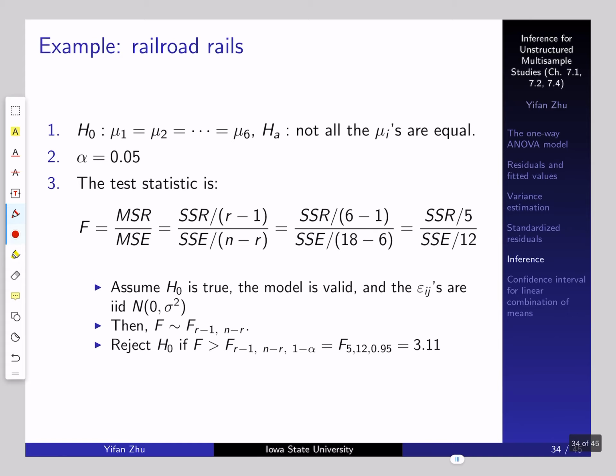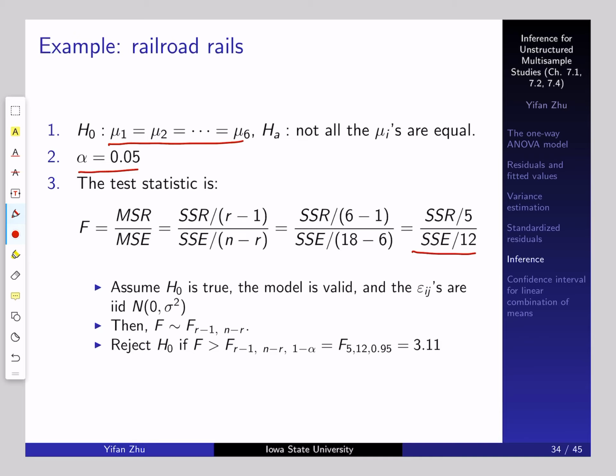Okay, so after checking all the assumptions, we can just do the formal hypothesis testing. The null hypothesis is that mu1 through mu6 are all equal, and the alternative is that they are not all equal. The significance level alpha is 0.05. The F test statistic is SSR over 5 because we have 6 groups, and SSE over 12. So that is n minus r. N is 18 and r is 6.